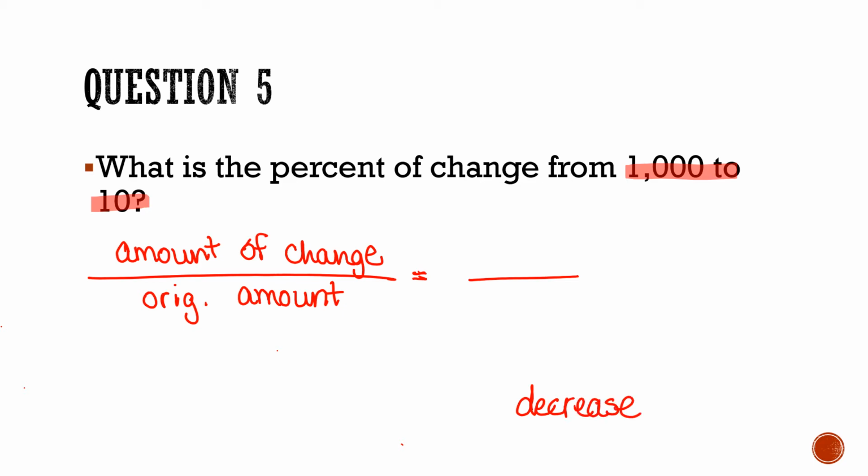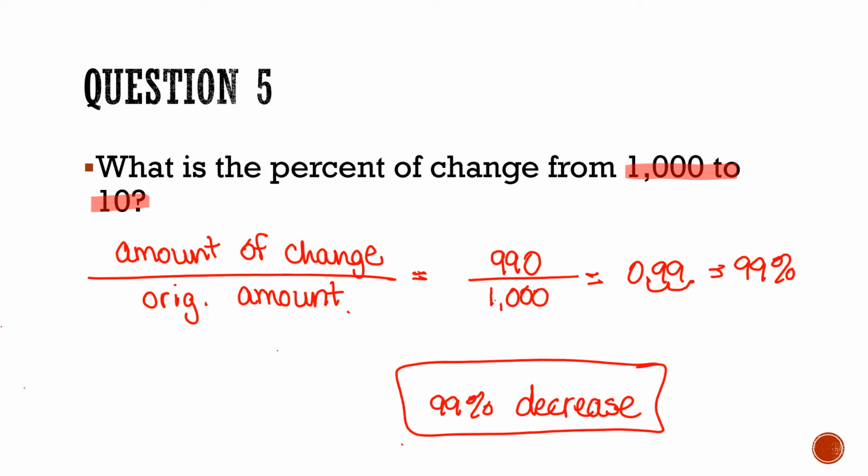So 1,000 minus 10 is 990, over the original amount, what it was first, which was 1,000. You may use your calculator to do 990 divided by 1,000, which is 0.99. And when we move our decimal 2 places to the right, we get 99%. And we already said that was a decrease, so it is a 99% decrease.